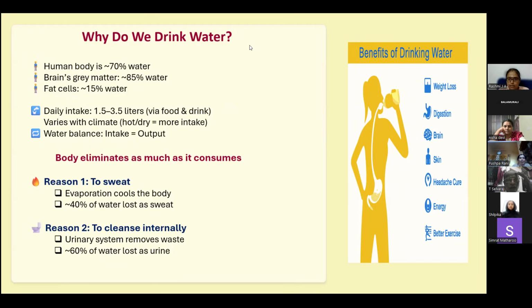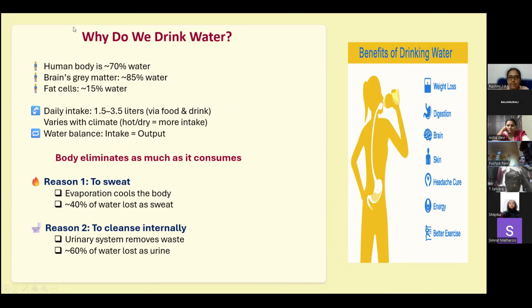So why is that important? First, to keep our body hydrated. Why must our body be hydrated? Because our body is approximately 70 to 72% water. And if the blood has to circulate properly, if the viscosity of the blood has to be maintained, then drinking water is very essential. You can also keep an alarm and drink water. Every 1 hour, 1.5 hours, you can take a glass of water and have it.